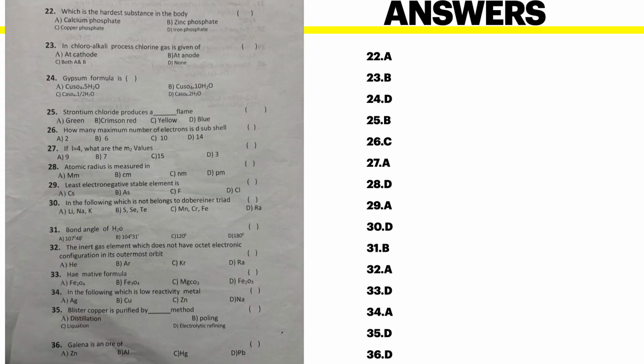Now, which is the hardest substance in the body? We know that calcium phosphate is the hardest substance. So for 22, A is the right answer. Next, see the 23rd bit.